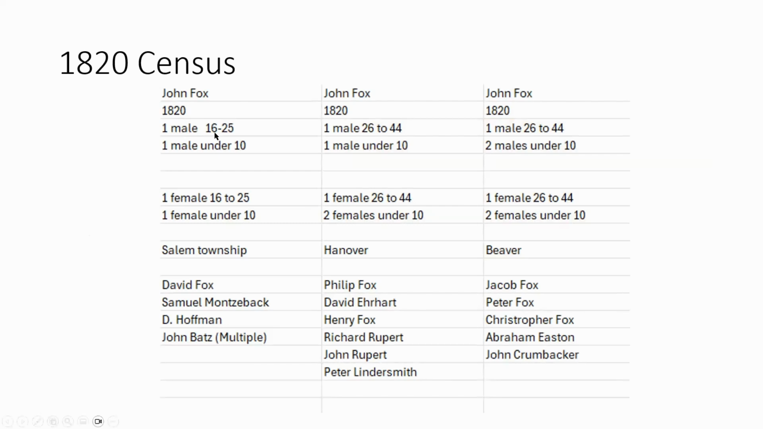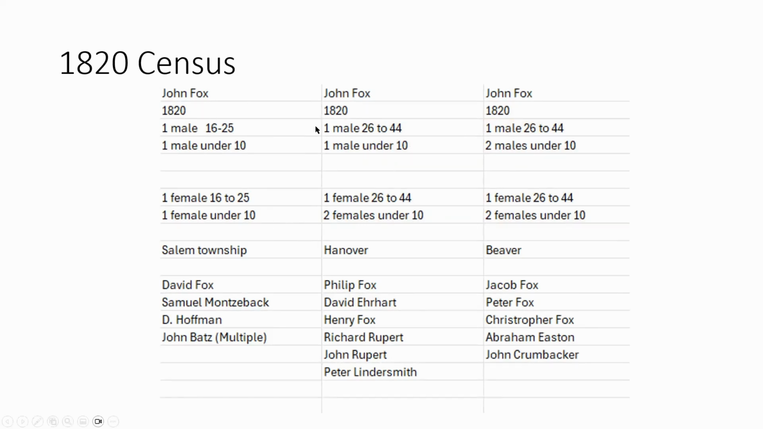One John Fox, you can see, is only 16 to 25, but the other 2 are males 26 to 44. 2 of them have males under 10. This gentleman has 2 males under 10, and their wives are of similar ages as them. But again, we have a lot of children under 10.